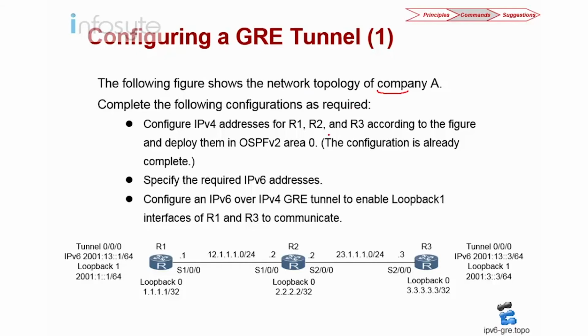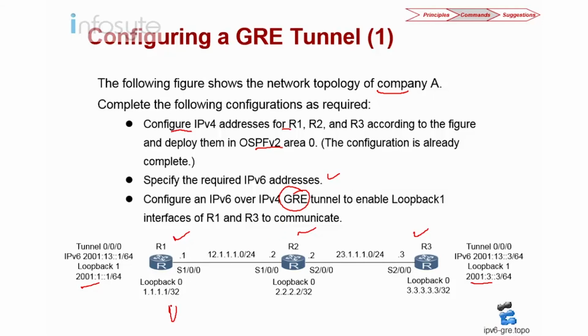Company A again, having the same topology. So I'm going to use back the same lab as just now. So all the configuration is just as per the earlier exercise, area 0. R1, R2, and R3 are in area 0, IPv4. IPv6 also the same, 2001:1 and 2001:3. But this time, our tunnel will be in GRE instead of IPv6 to IPv4.